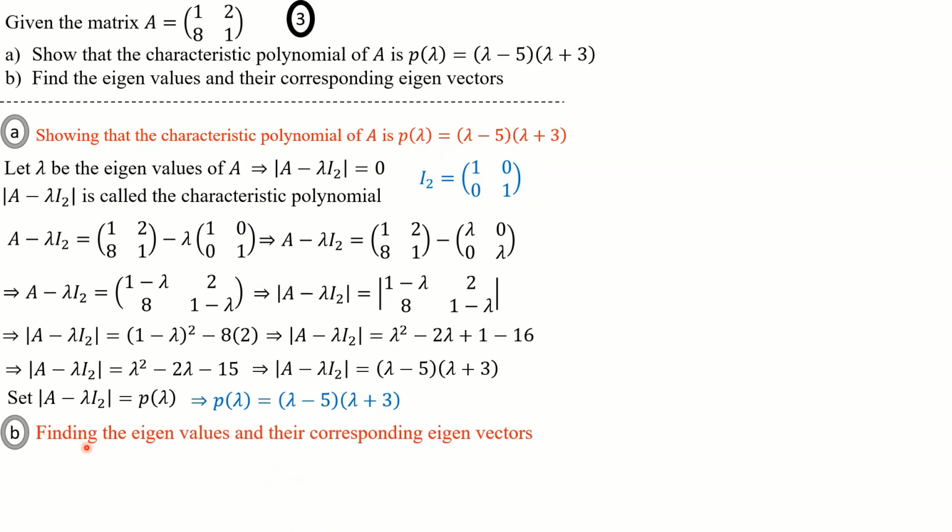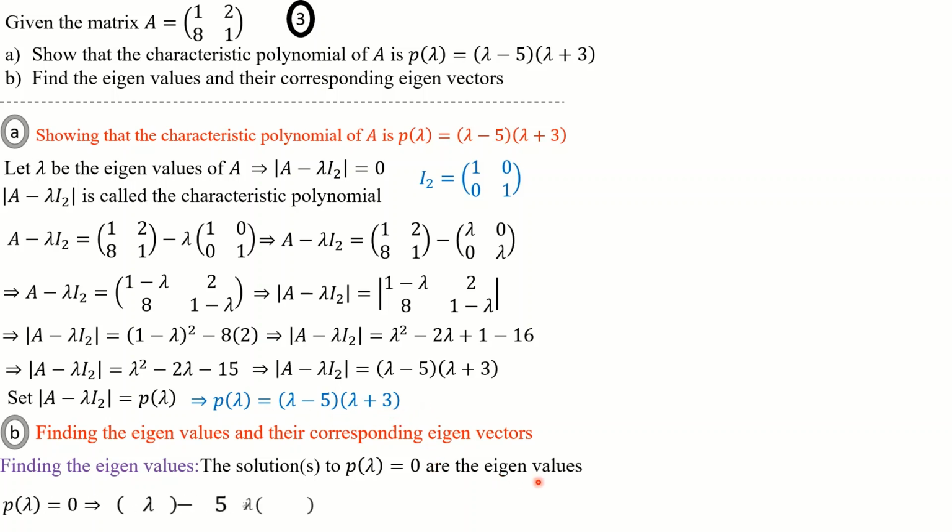Now the second part of the question: we are asked to find the eigenvalues and their corresponding eigenvectors. So we are going to begin by finding the eigenvalues before we find the corresponding eigenvectors. So how do we find the eigenvalues? We are going to make use of our characteristic polynomial. Simply, the solutions of the characteristic polynomial are the eigenvalues. So if I solve the characteristic polynomial equal to 0, I simply get the eigenvalues.